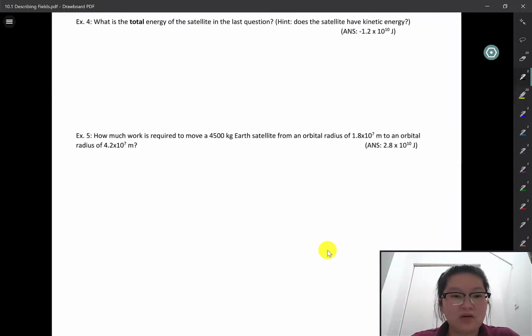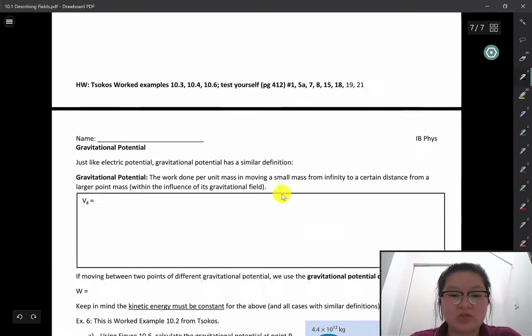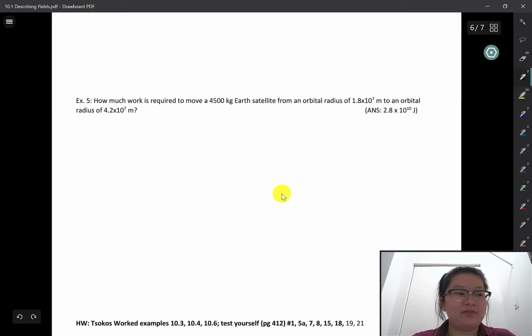In the next video, we are going to apply a different situation here. What happens if I want to move this satellite to a different orbit? How much work do I need to do for that? So, more interesting stuff. Next question.